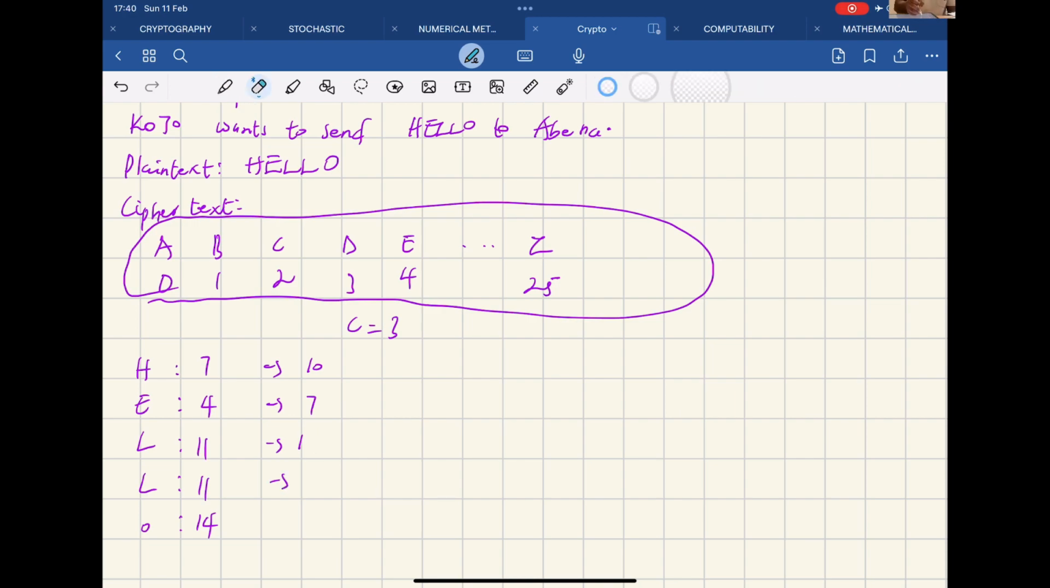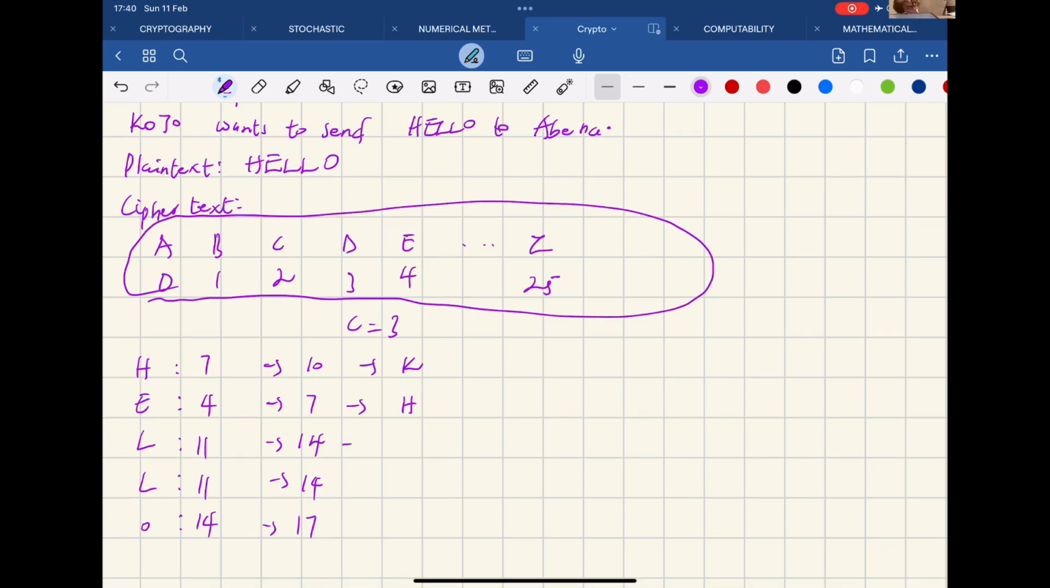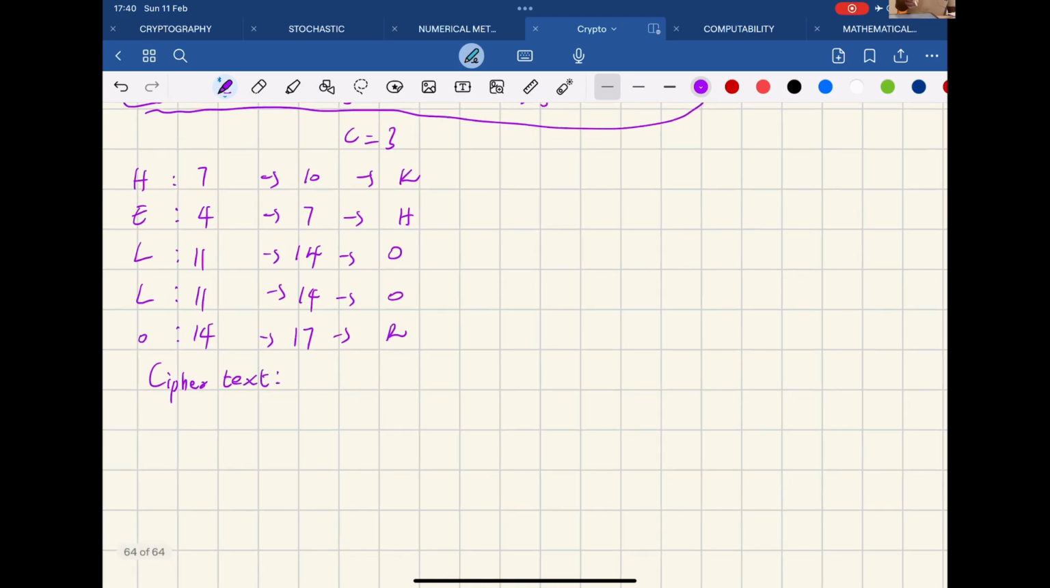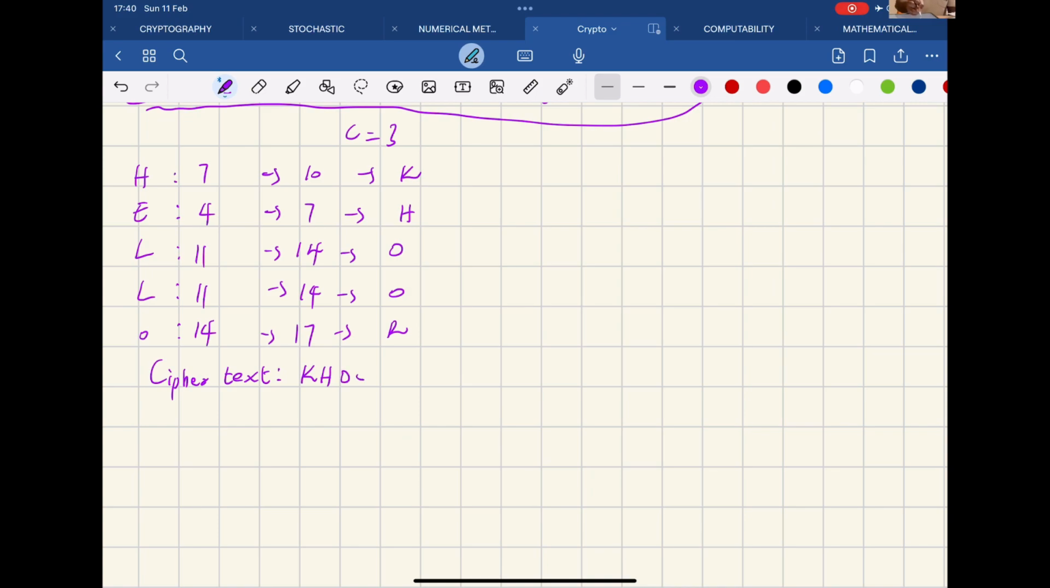This is 7. This is 14. This is 14. And this is 17. So 10 corresponds to letter K, 7 corresponds to H, 14 corresponds to O, another O, then 17 corresponds to R. So instead of hello, the cipher text will now be KHOOR. Now I'll write this KHOOR on a sheet of paper and send it to Abena.